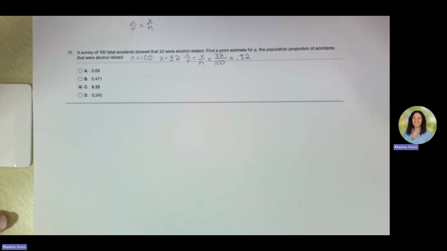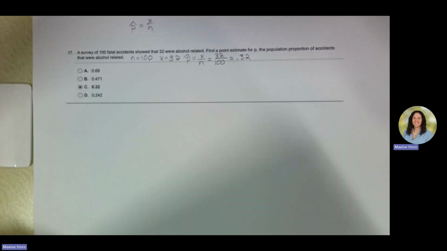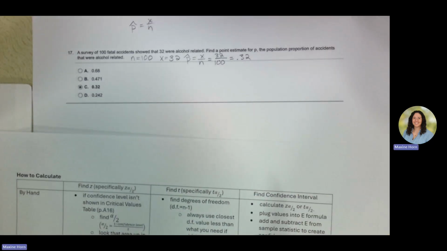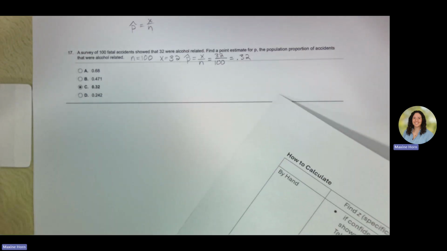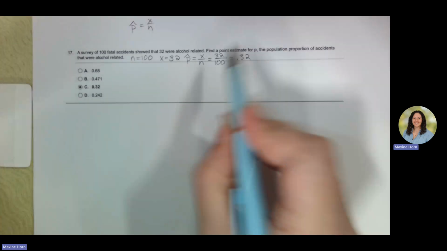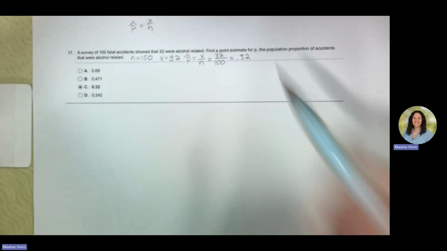Okay, so let's go back. Let's remind ourselves what we're doing here. They want us to find, oh, I'm sorry. I was going to do way more with this problem. They're not asking us to find a confidence interval. They just want us to find the best point estimate.